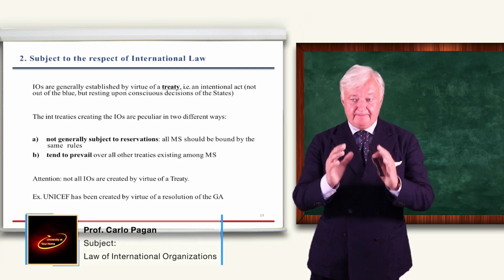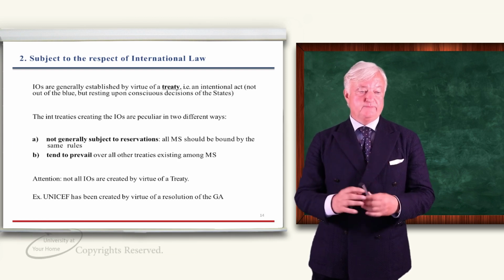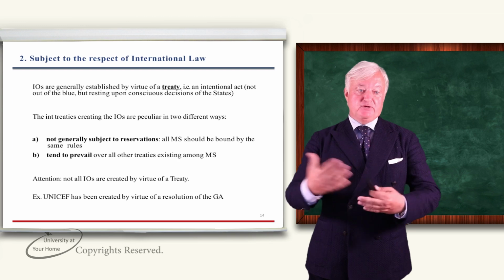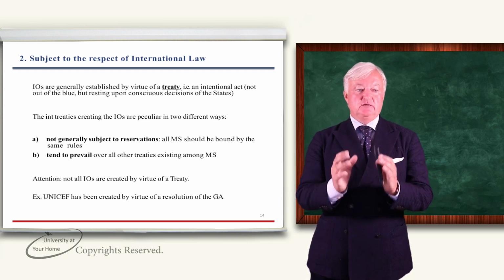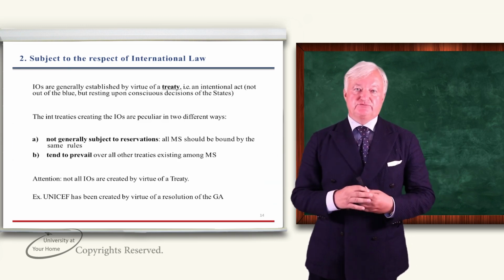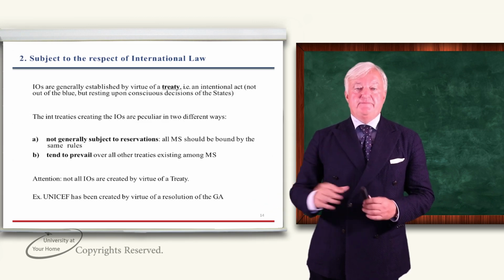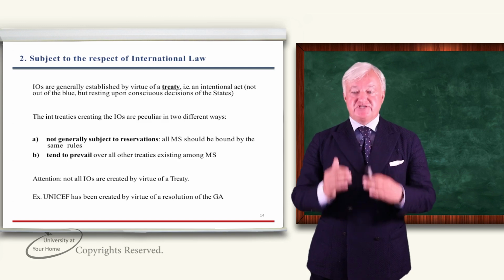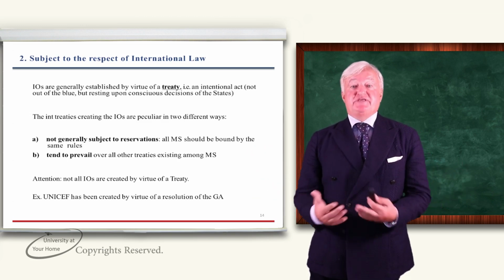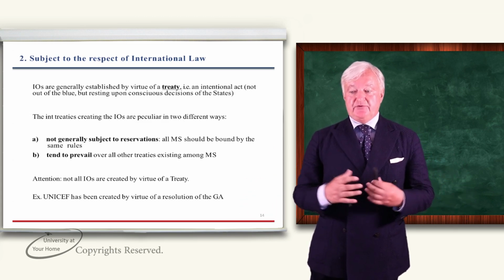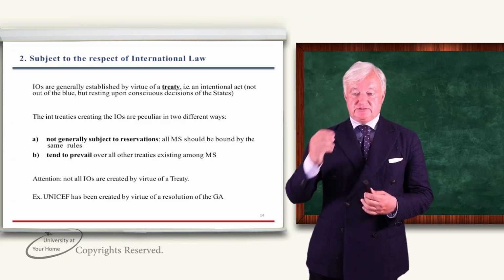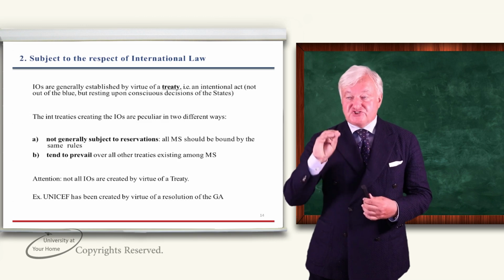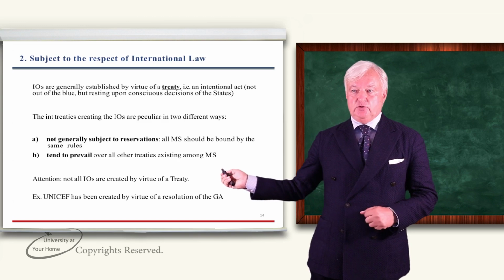This concept of reservation is very important in international law, because a state cannot, just to explain with simple words, sign a treaty saying, okay, I accept 90% of the treaty, but the other 10% only for me has to be different. No, that is not possible. All member states should be bound by the same rules. We have also some examples of international organizations created not by virtue of a treaty. Just think of UNICEF, that was created via a resolution of the General Assembly of the United Nations.